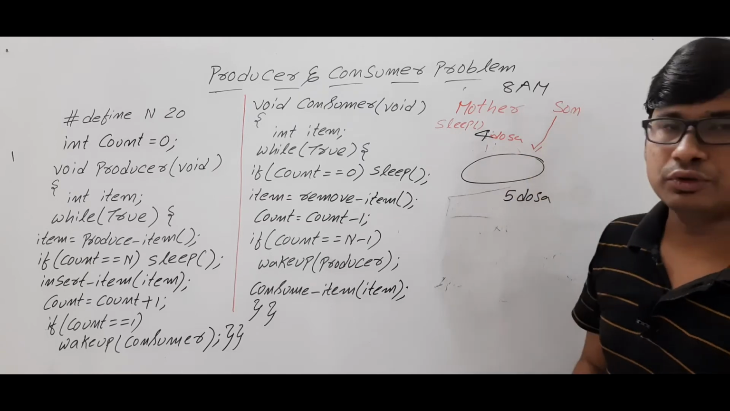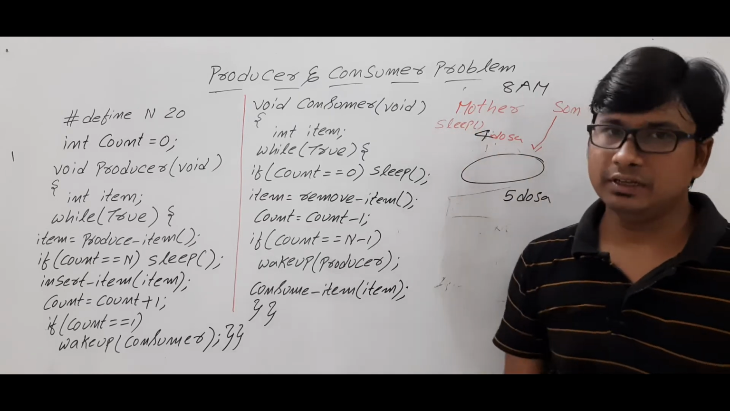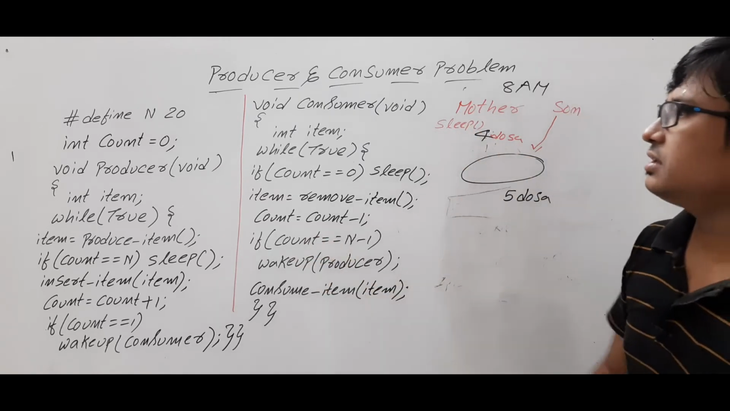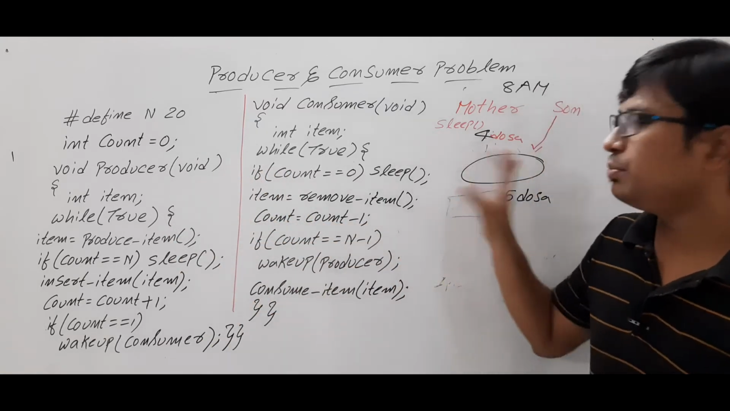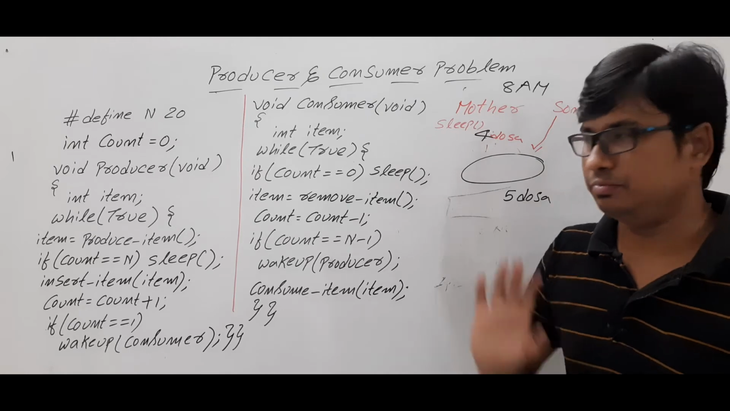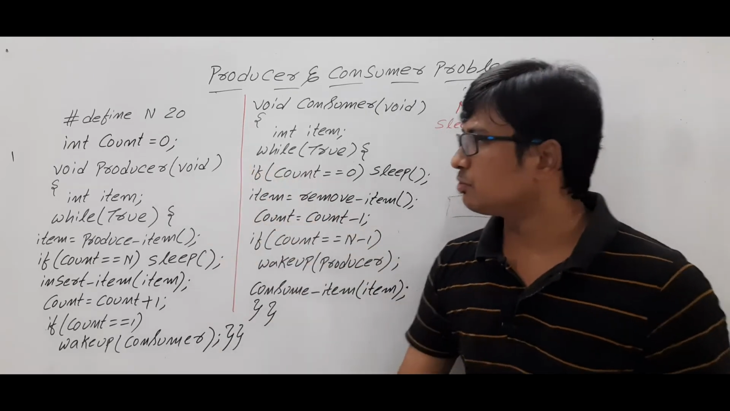When there are 4 dosas, the son will wake up the mother. Is it clear? So this is the simple producer consumer example. I hope you have understood this with this example. Now let me discuss the concept for you.